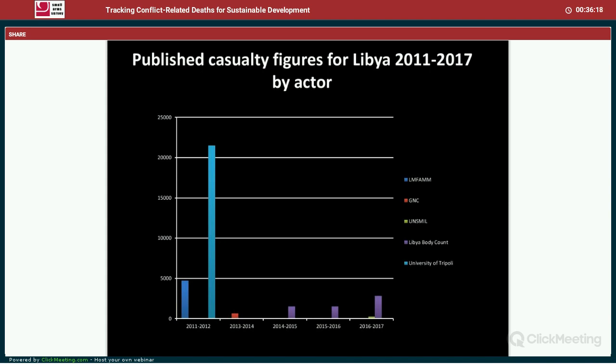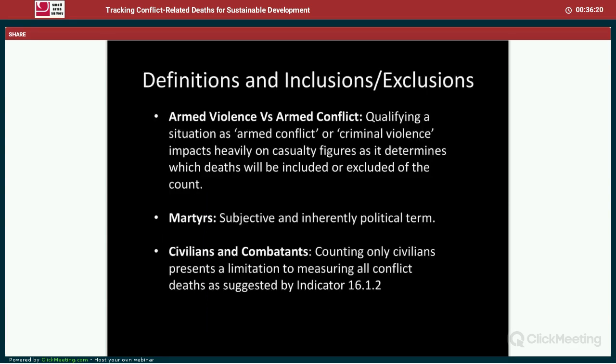On methodological challenges, like we said, the main finding was that definitions and inclusion and exclusion criteria were inconsistent. Armed violence versus armed conflict, we discussed this at length. OHCHR has come up with definitions, but my point is that it's harder to apply them on the ground when we're looking at different periods of time in Libya.